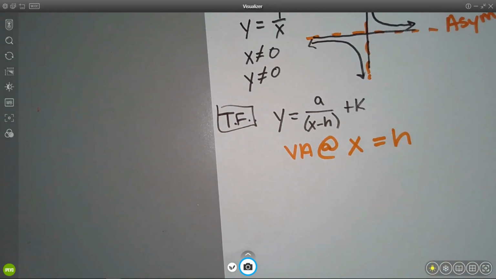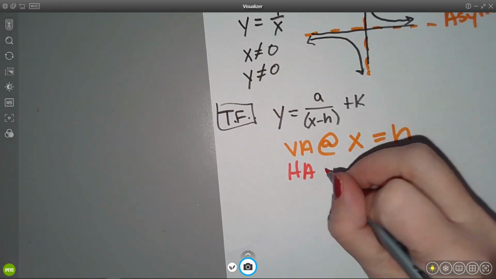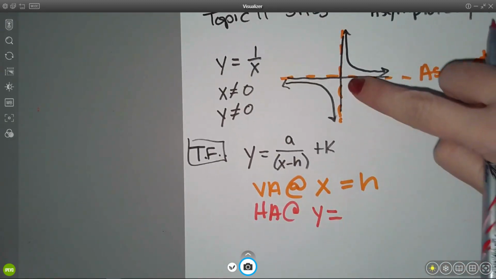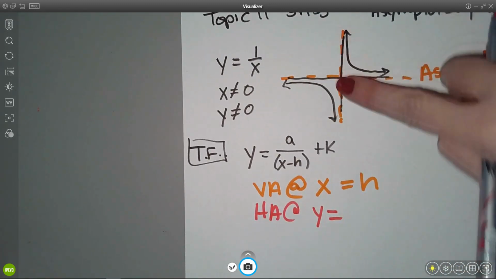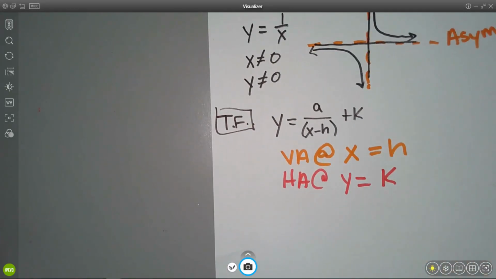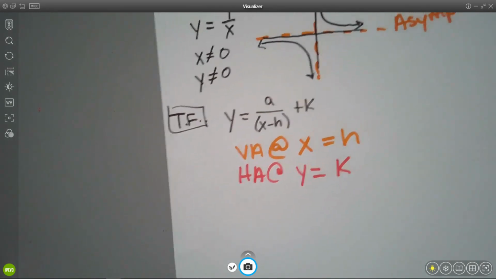Okay. We're also going to have a horizontal asymptote. You guys can use HA for short. At the line y equals, what affects the horizontal? Well, when the graph shifts up or down, what letter does that? K.